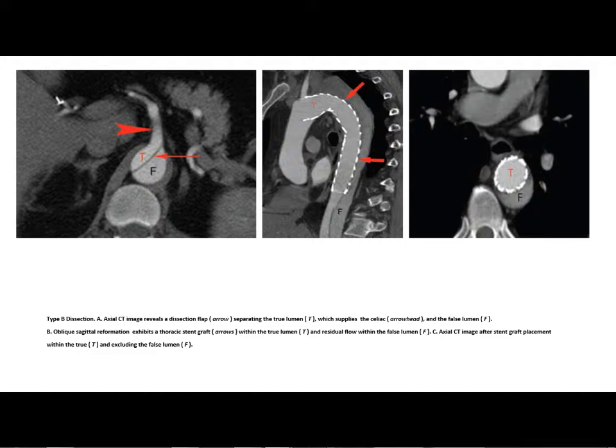The intimal flap separates from the wall. Okay, there will be a false lumen here.